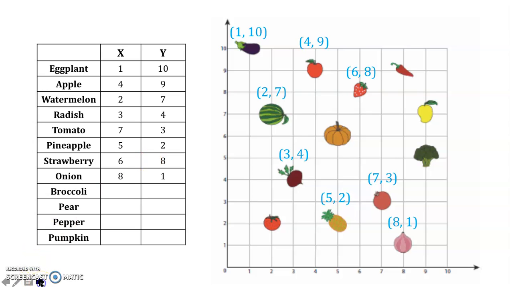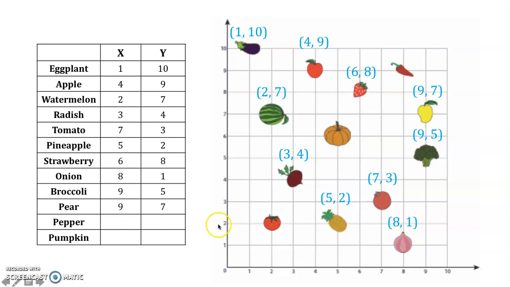Moving on to our onion, we're going to slide 8 units on the x-axis, and we're going to drive 1 unit up the y-axis to get (8, 1). Broccoli is all the way over here, starting on the origin. We're going to slide 9 units on our x-axis, and then we're going to drive 5 units up our y-axis. Our ordered pair is (9, 5).